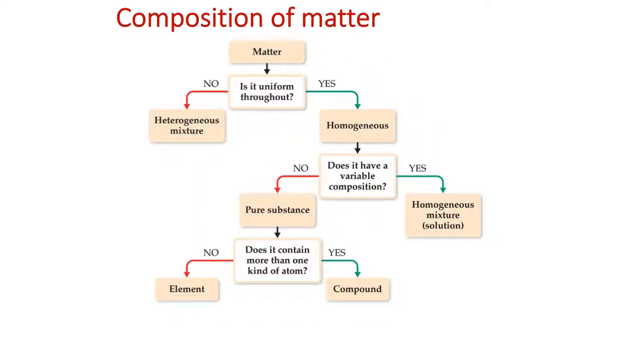Okay, so as we think of matter, we can start to characterize it as being perhaps uniform throughout or not. This is usually a question, so if you're looking at a piece of matter, it could be anything you can imagine. Okay, the iPad. Is the iPad homogeneous or heterogeneous? What do you guys think?